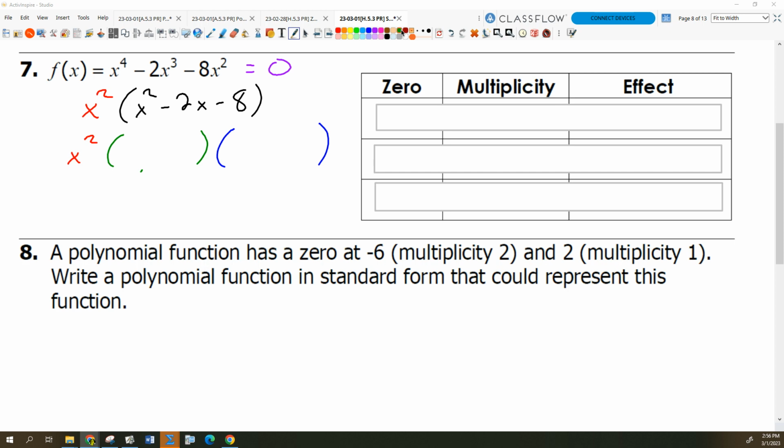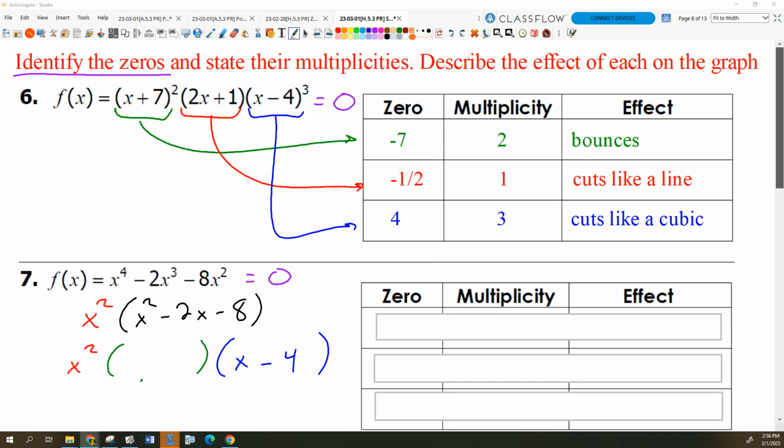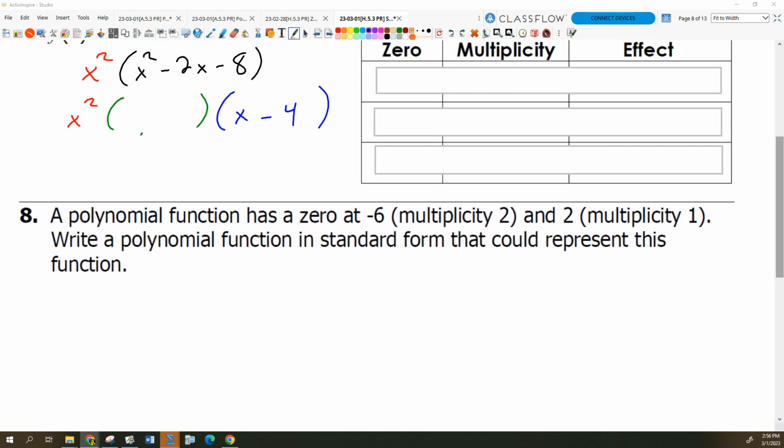What magic numbers multiply to -8 and add to -2? Okay. So I'm getting, let's do this the other way. So I get x minus 4 times, you said x plus 2. Okay, and if all those are equal to 0, what does that give me for my zeros?